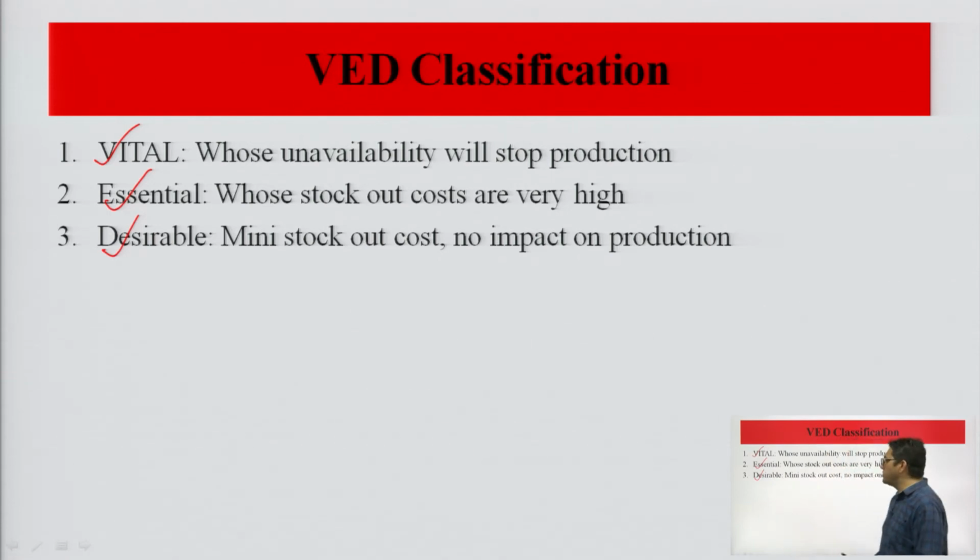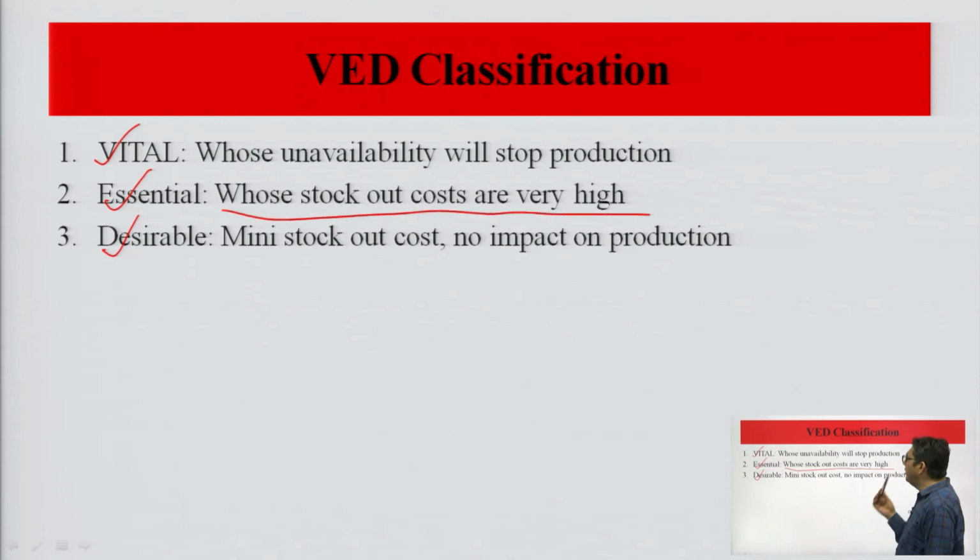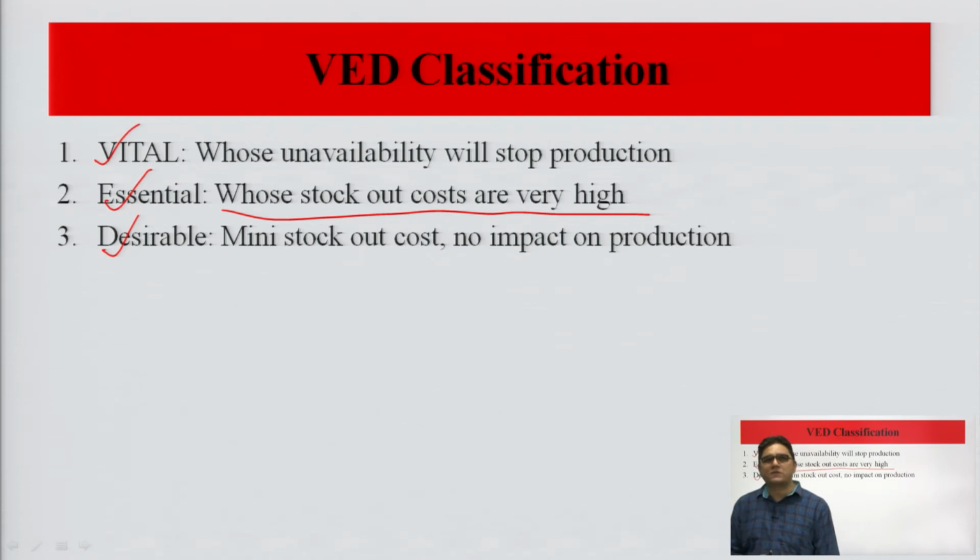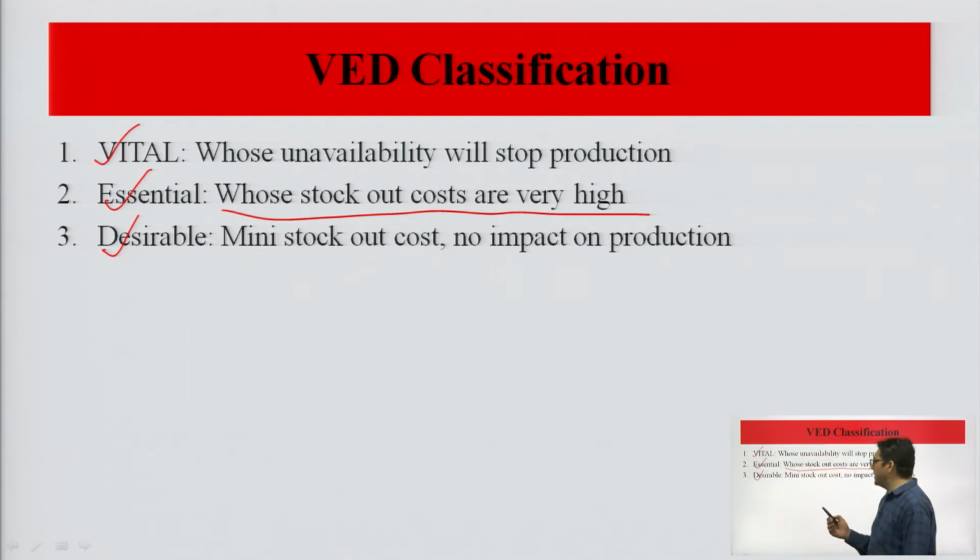Next, it is about essential, whose stock out cost is very high. If these items go out of stock, it is likely to impact the overall business organization badly. So, it is essential for the organization that these items should remain with the organization as inventory.